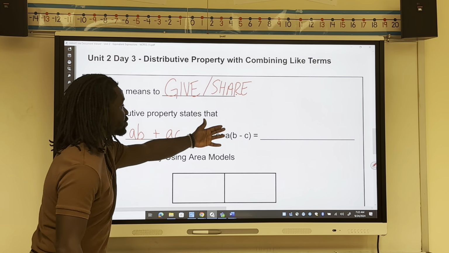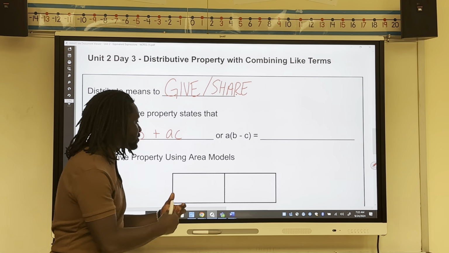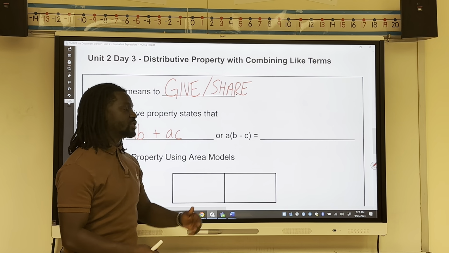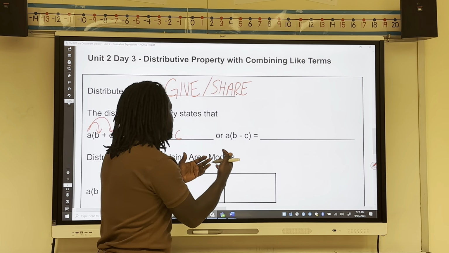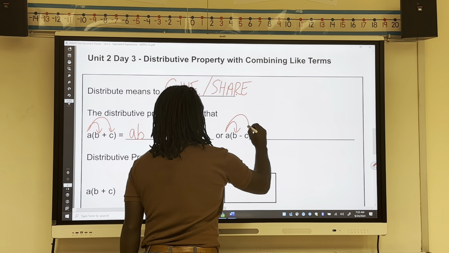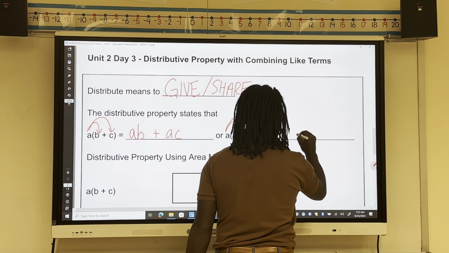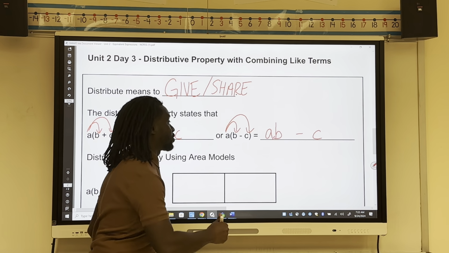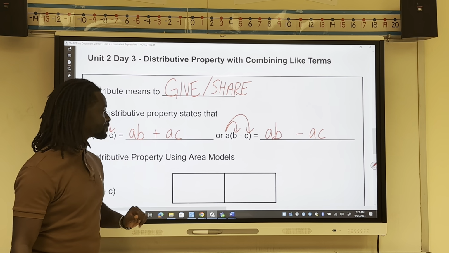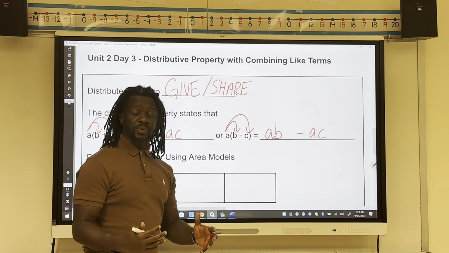All right, or you may have a subtraction, so you're multiplying by a difference of two numbers, but you're going to treat this the same way. This time there's going to be a negative. All right, so you have A times B and then A times C. So A times B minus C. Okay, I'm sorry, not minus AC. All right, sorry about that. So that is what the distributive property states.